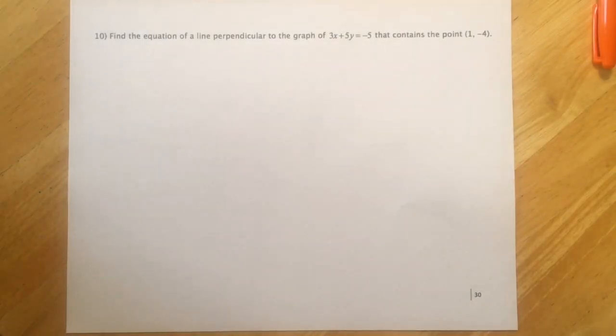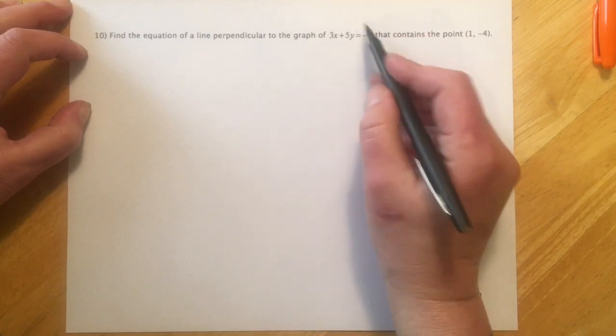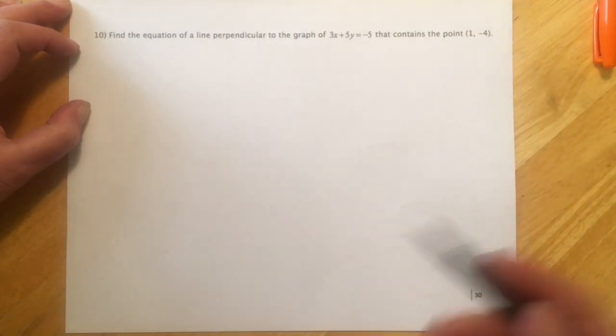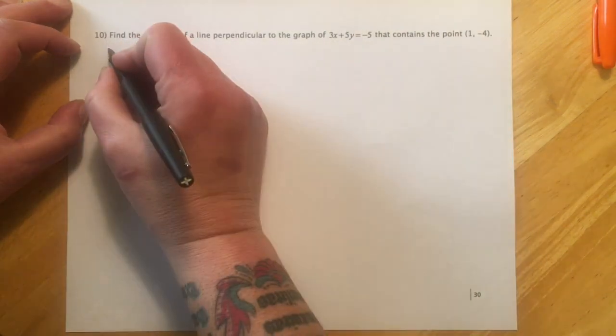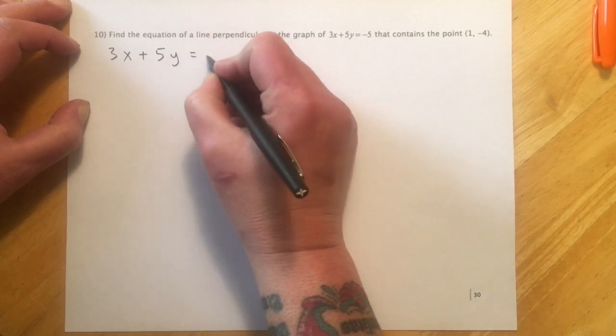Okay, and these last two questions are a little bit different. We're finding the equation of a line perpendicular to this graph that contains a point. So instead of being given 2 points and trying to get a slope from there, we're going to have to get it out of this equation. So what we want to do is, let me just copy this down.